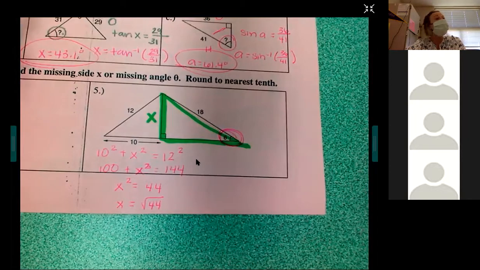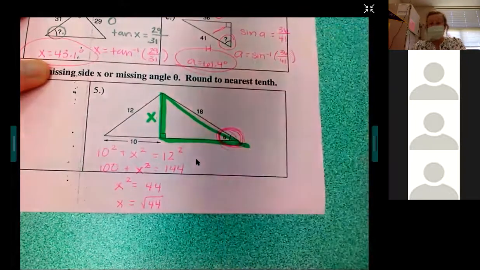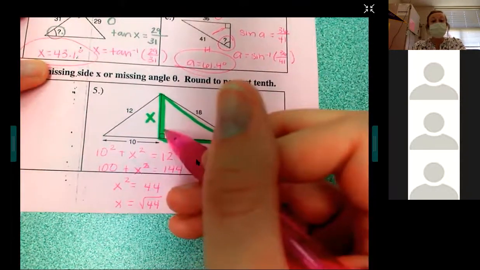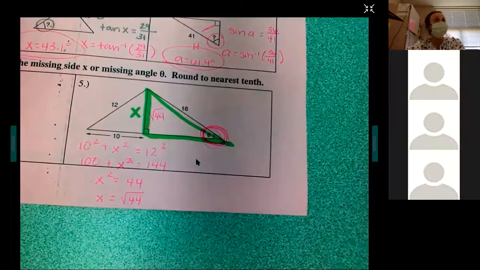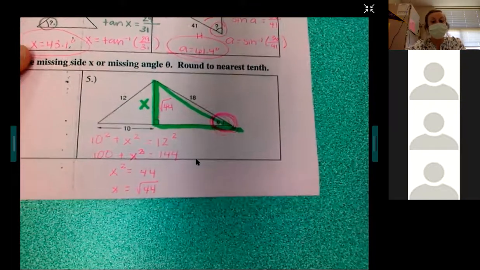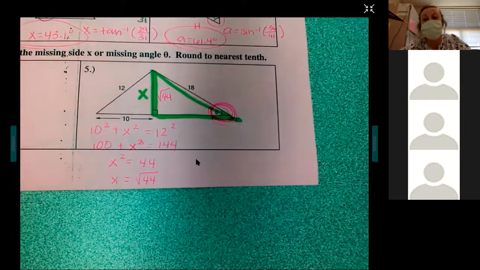I don't need you to simplify it either. You can leave it just like that, because is that what I asked you to find? No. What did I ask you to find? What did we circle? The angle. So now that you know this side is square root of 44, now can we find that angle? Yes. I'm going to pause for a second while they're finishing copying. People at home, are y'all okay? That's a little tricky.